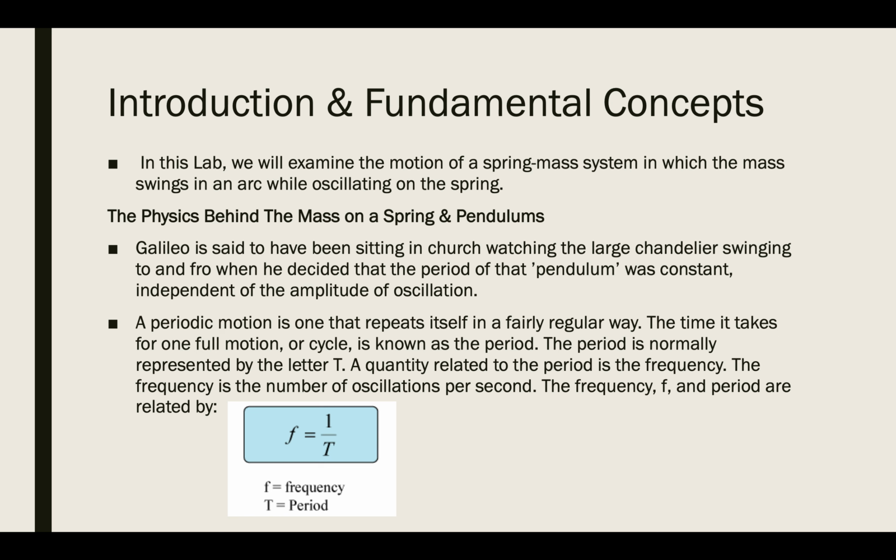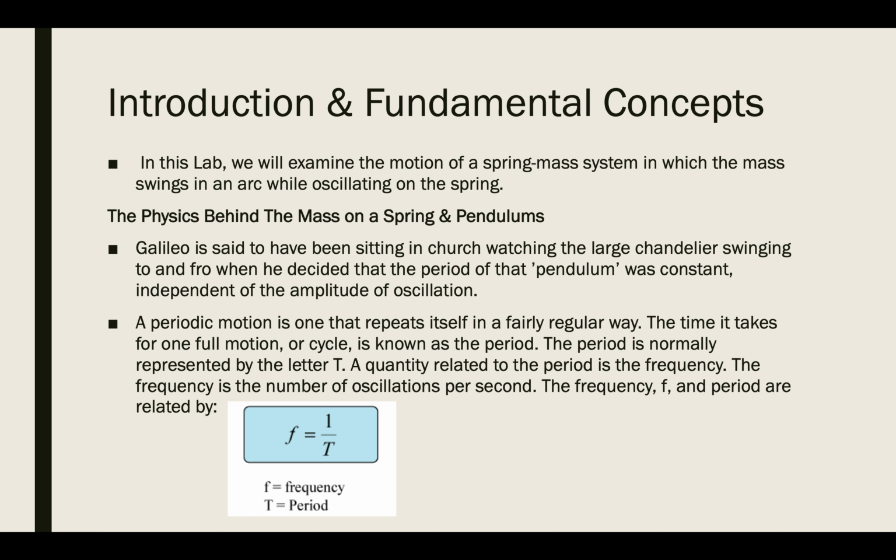Galileo is basically said to have been sitting in a church watching a large chandelier swinging back and forth when he decided that the period of that pendulum, so the swing, was constant and was independent of the amplitude of the oscillation. A periodic motion is one that represents itself in a fairly regular way.